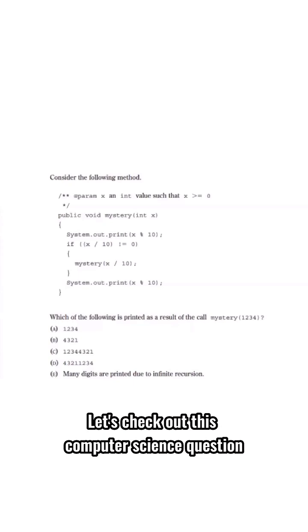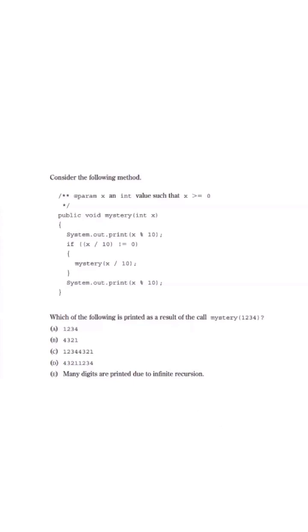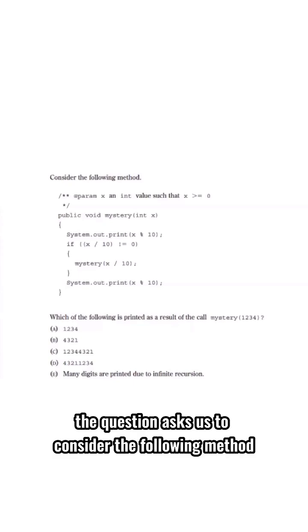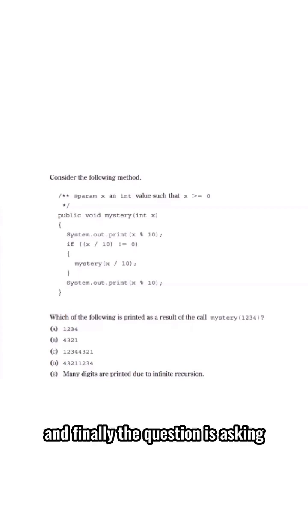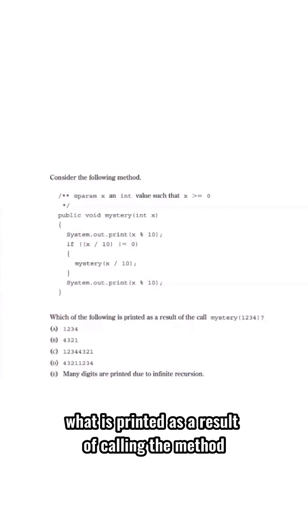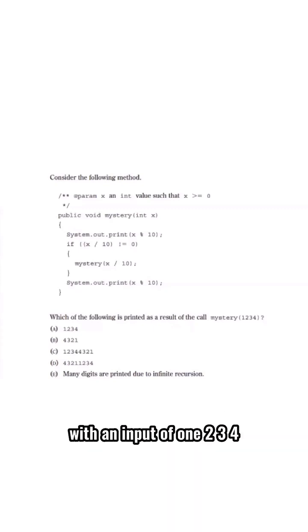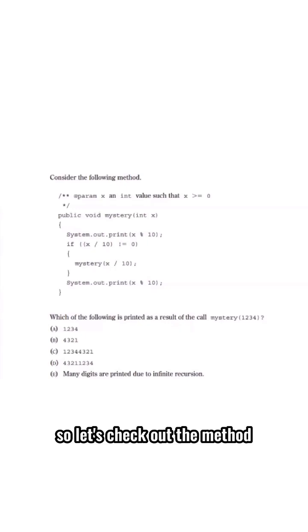Let's check out this computer science question. The question asks us to consider the following method, and then it gives us the definition of the method. And finally, the question is asking what is printed as a result of calling the method with an input of 1, 2, 3, 4.